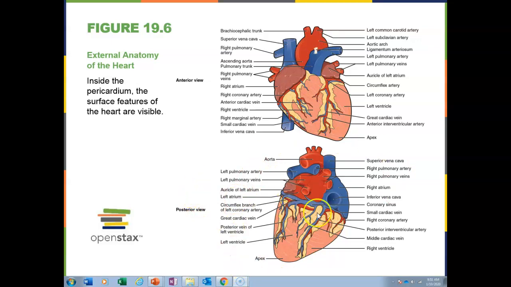And so here's a posterior aspect, which shows a lot of the same structures, but the heart is flipped over, and you still have that left ventricle, left atrium, right ventricle. You can just see these pulmonary veins easier. You can see the pulmonary arteries easier. And you can see a lot of the coronary circulation, which we'll talk about in a little bit.